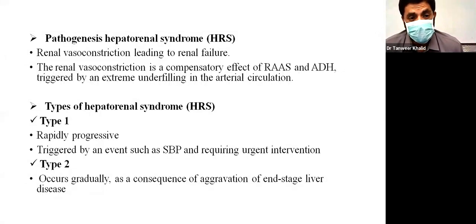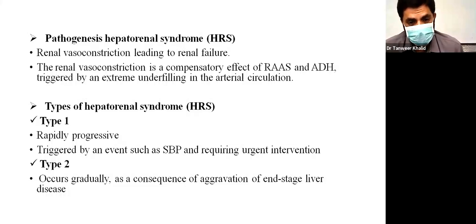What is the pathogenesis of hepatorenal syndrome? The basic concept is renal insufficiency, which leads to renal failure. The renal vasoconstriction is the compensatory effect of the renin-angiotensin system and ADH that is triggered by extreme underfilling of the arterial circulation. Now, how does this underfilling of the arterial circulation develop in a patient with cirrhosis? As I told you, there is splanchnic vasodilation in patients with cirrhosis. Whole of the blood is in the splanchnic circulation. So, whenever the blood is in the splanchnic circulation, renal circulation is compromised.